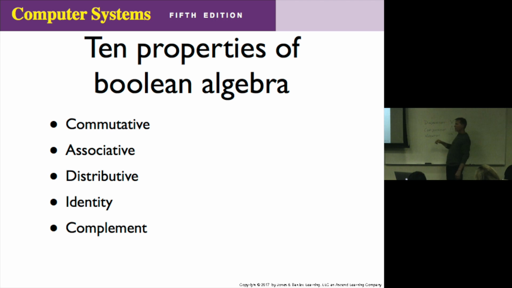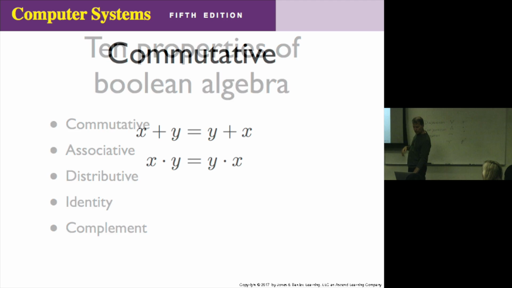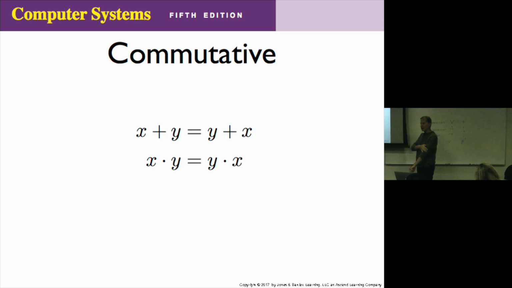All right? So the first property is commutative. The second property is associative. The third property is distributive. The fourth property is identity, and the fifth property is the complement property. Okay? And here they all are. Each one of them applies to both and and or.